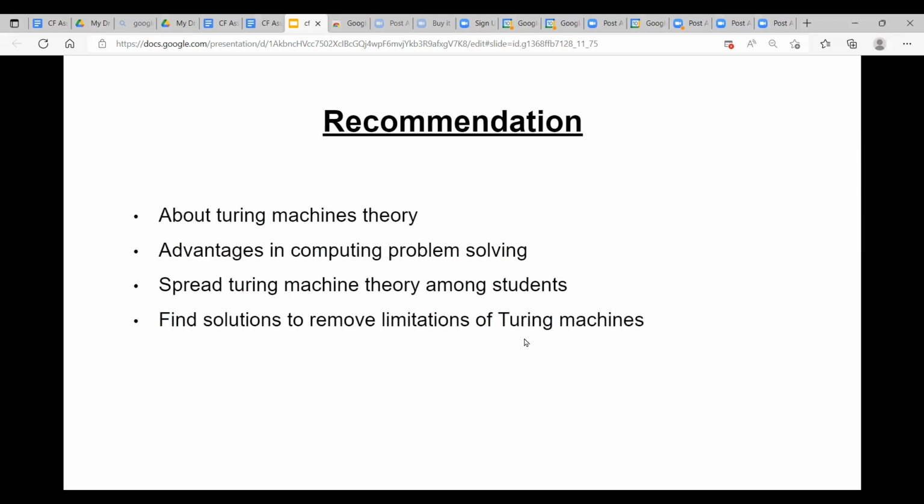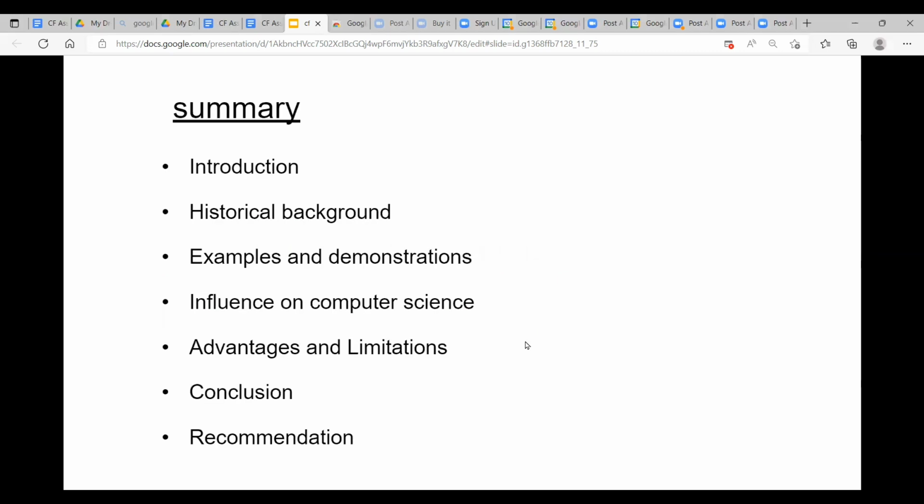Let's move to the next slide to see our summary of the presentation. We talked about introduction, historical background, examples and demonstrations, influence on computer science, advantages and limitations, conclusion, and finally recommendations. I think you all got a clear idea about Turing machines. Thank you for joining with us.